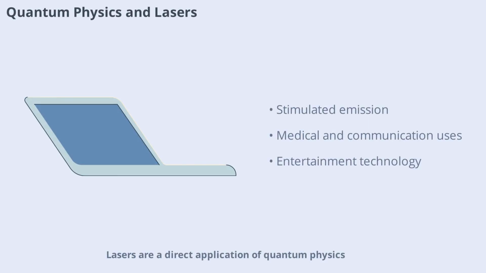Lasers are a direct application of quantum physics. They work by stimulating atoms to emit light in a very controlled way. This process, called stimulated emission, was predicted by Einstein and is only possible because of quantum mechanics. Lasers are used in everything from medicine to communication and entertainment.